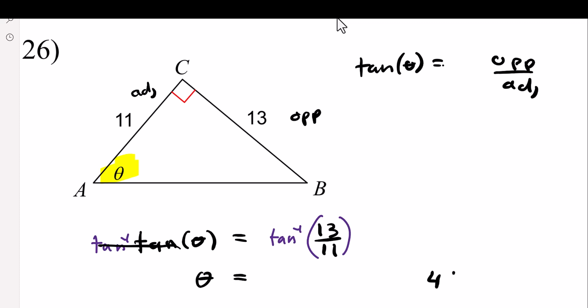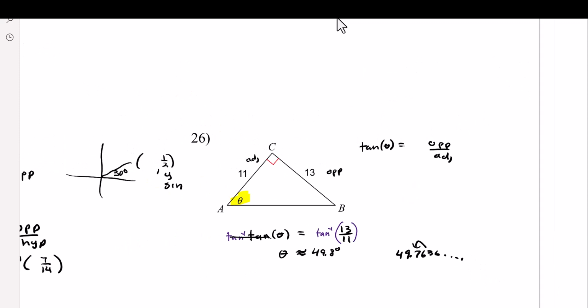And the calculator says this. The 6 will cause that 7 to round up. So about 49.8 degrees. All right. So hopefully you've had some time to practice at least one of each type on your own. That's it for today.